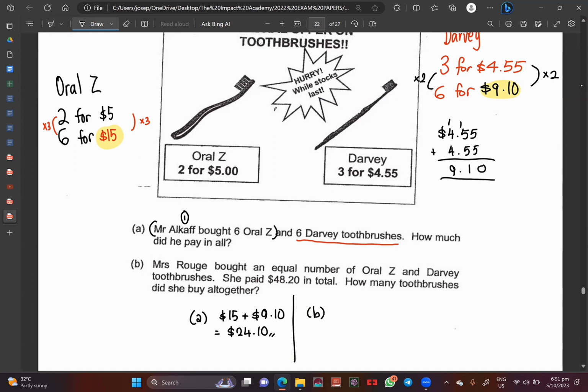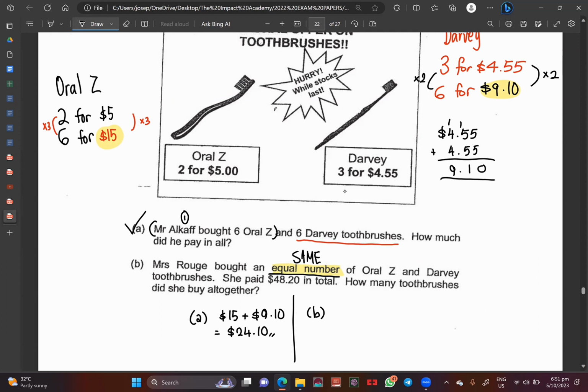Now, more importantly is to do B. Alright, B. So A is done, right? B says, Mrs. Raj bought an equal number. When I see the words equal number, I need to be very, very sensitive. You understand so far? What is the meaning of equal number of Oral Z and Davi? Very good. So the word equal means the same number. You all agree so far?